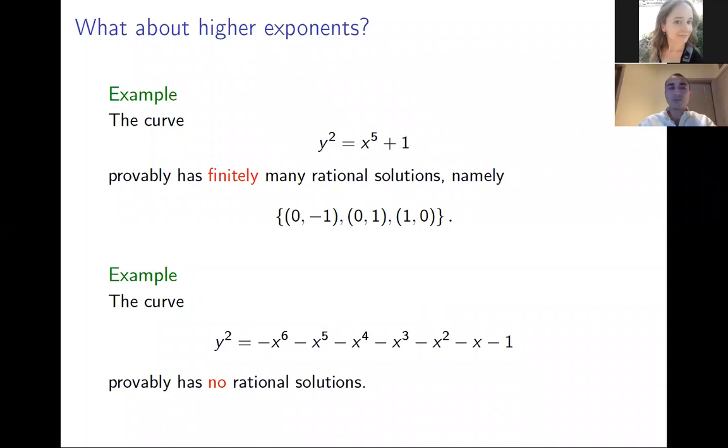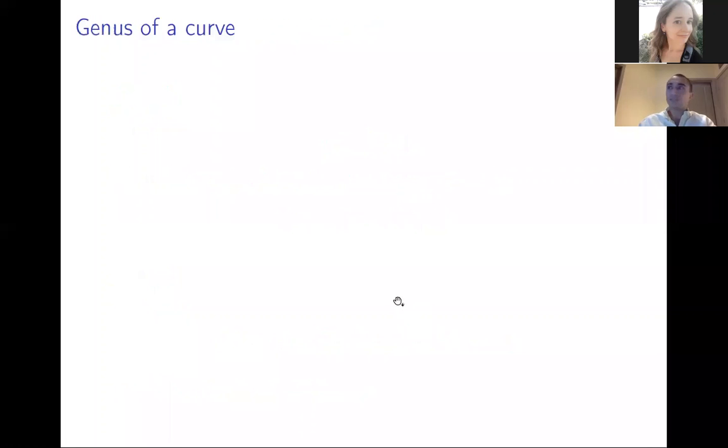So what we would like to do as arithmetic geometers and number theorists is come up with a geometric invariant which is controlling the arithmetic of curves. This is the credo of arithmetic geometers, that geometry determines arithmetic. So what is this invariant? It's called the genus of a curve.